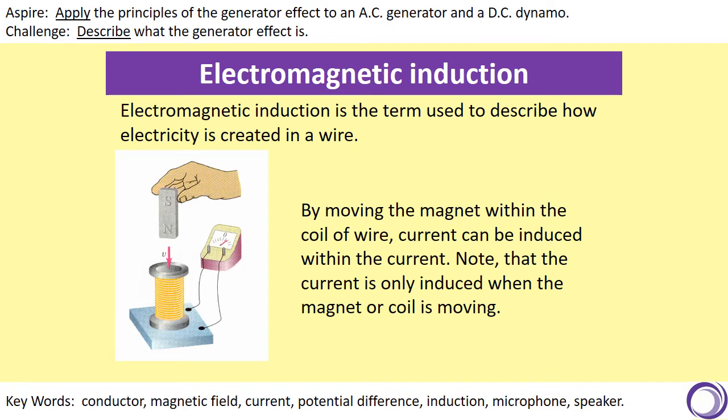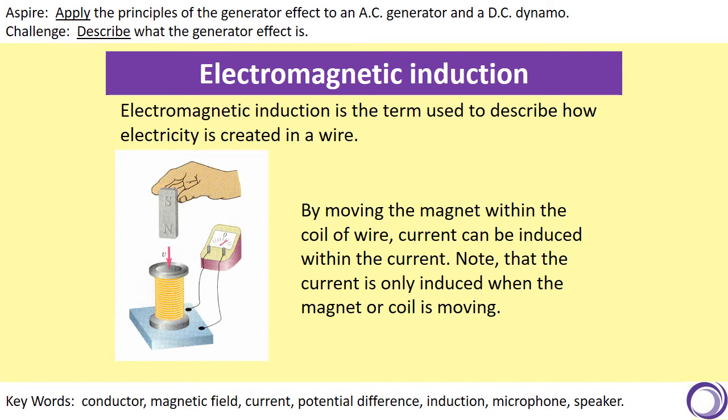Electromagnetic induction then. This is the term that we use to describe electricity being created in a wire. You need to be a little bit careful that you don't confuse potential difference and current. Now in that last video clip, I had this habit of using milliamps instead of millivolts. It was a voltmeter that I was using there on the multimeter. So if I've got a reading of volts, that reading of volts is the potential difference.